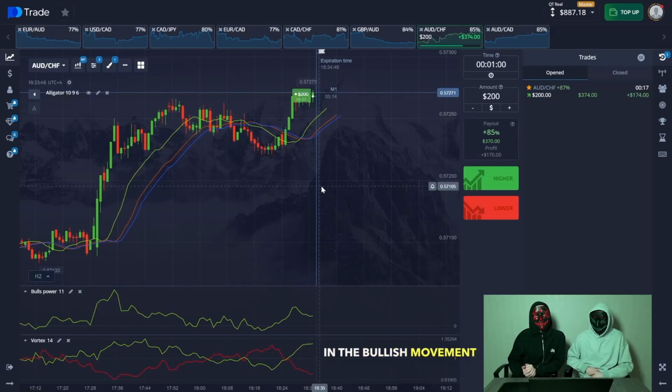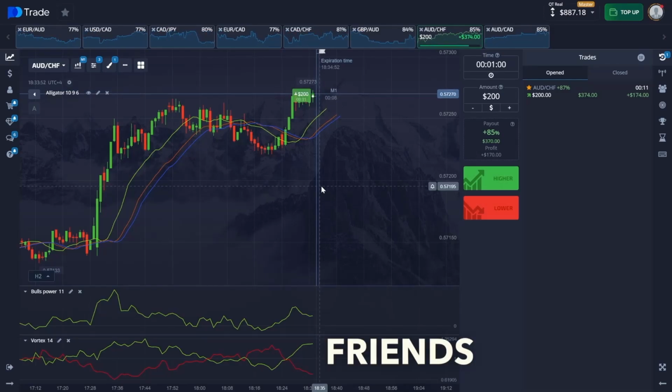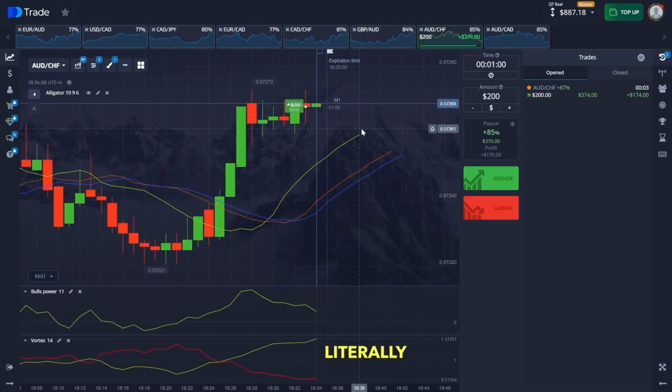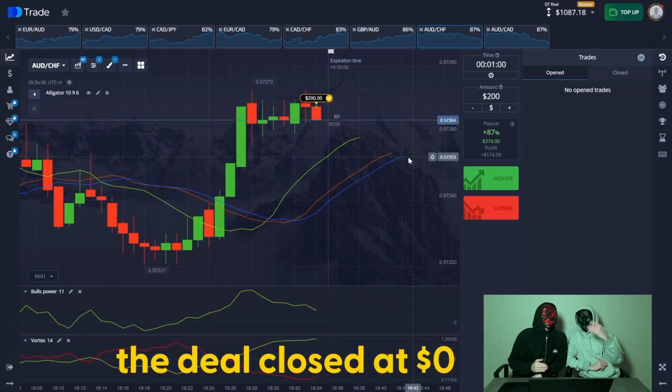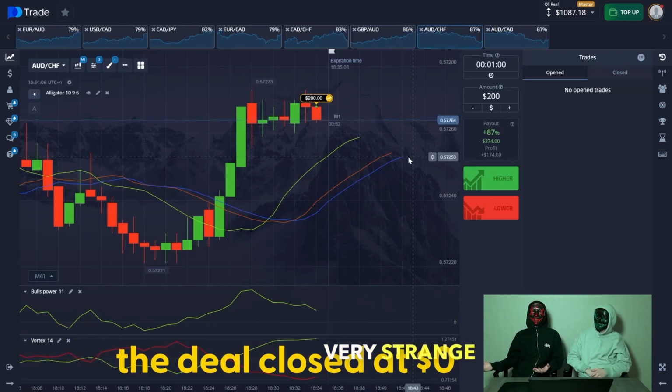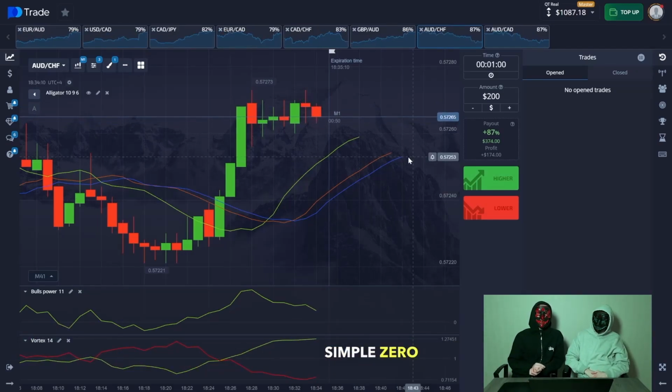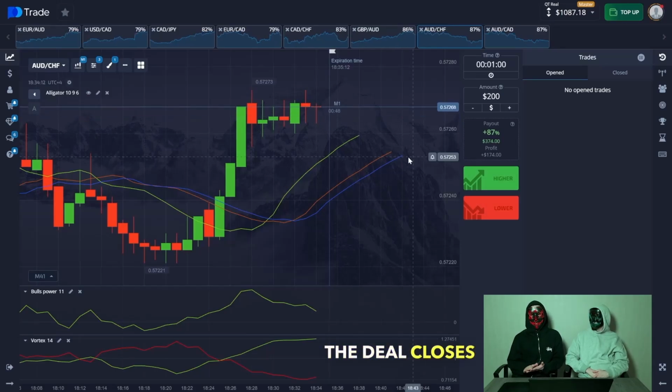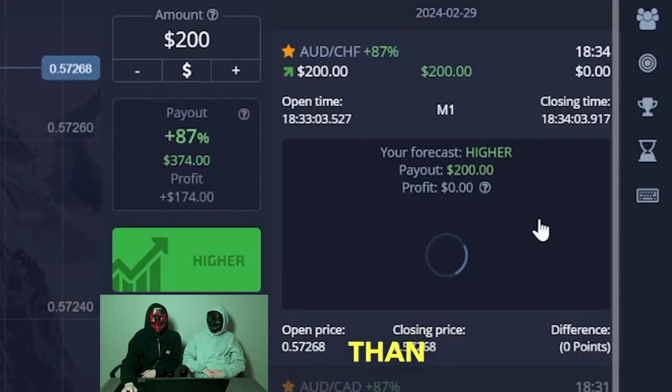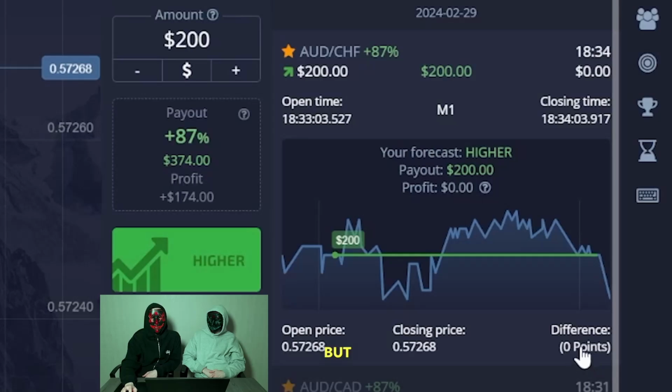In the bullish movement of the market, this is what, friends, can you imagine? Literally 1 or 2 points. And this is very strange, friends. Look, simple 0 points. The deal closes at 0 and we could have earned more than $100 with you. But the quotes fell a little.